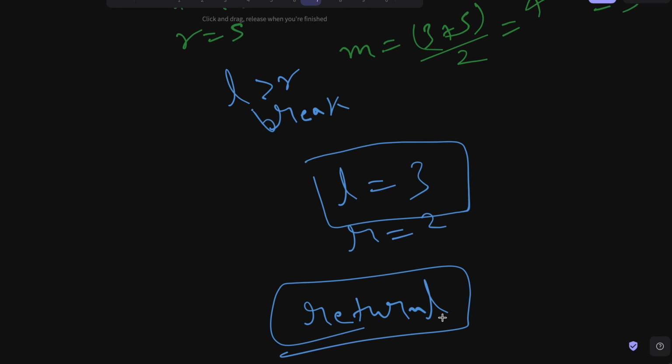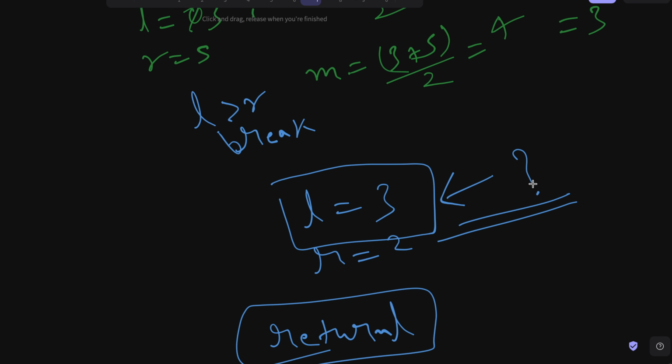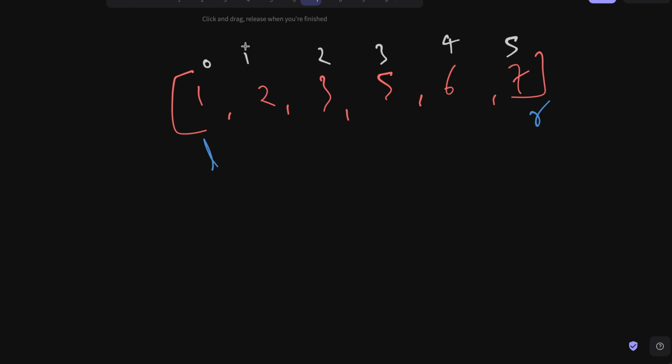This will be our answer. But the question is why? Why does this actually work? When we notice, we realize that at each iteration we were incrementing L to mid plus 1 and R to mid minus 1. What this means is that L will keep on growing in this direction, and R will keep on reducing in this direction.